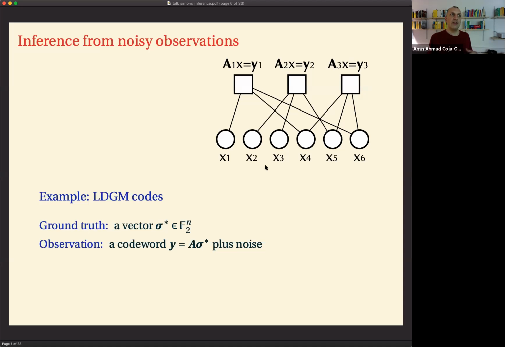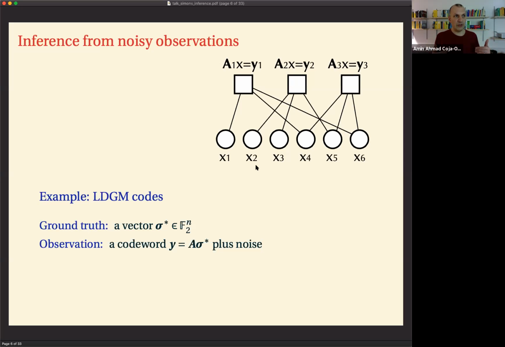Another example is low density generator matrix codes. This is an example from coding theory, and it's maybe not surprising that coding theory would come up in this context. In this case, the ground truth is simply a sequence of n bits. And we are not shown this sequence of n bits verbatim, but instead what the teacher does is they form a code word by simply multiplying this message vector sigma star with the generator matrix of a code. And then the resulting code word gets sent across a noisy channel.